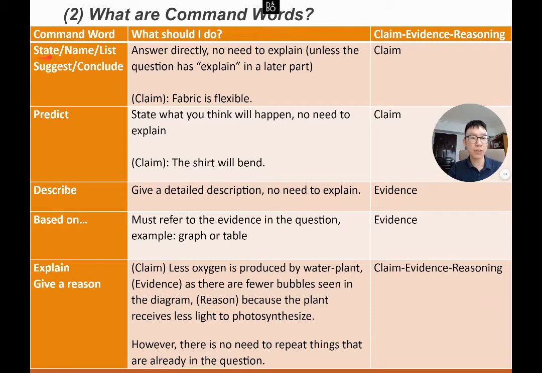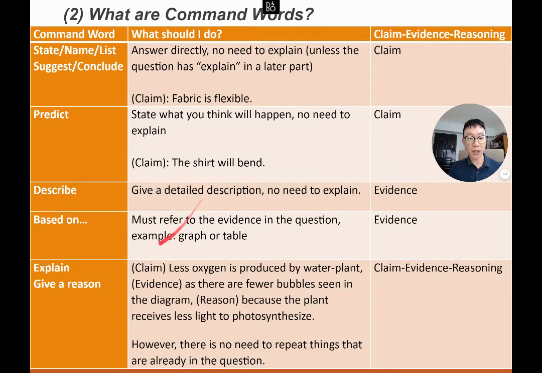So imagine you have the command word state. The question can be something like, state a property of fabric. Well, then all you need to do is to make a claim, just to say that fabric is flexible. Another possible question for state is, state which of the three cars is the fastest, A, B, or C. Well, then all they need to say is that B is the fastest car. There's no need to give evidence or reasoning.